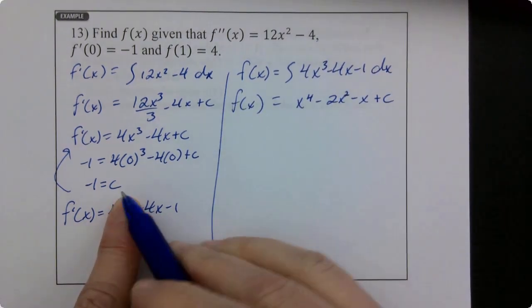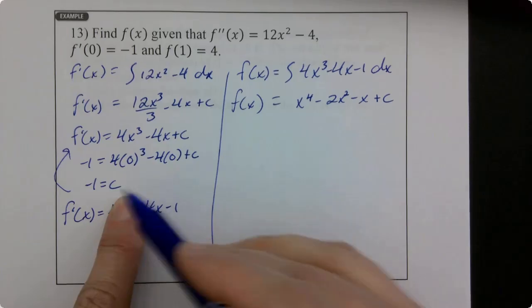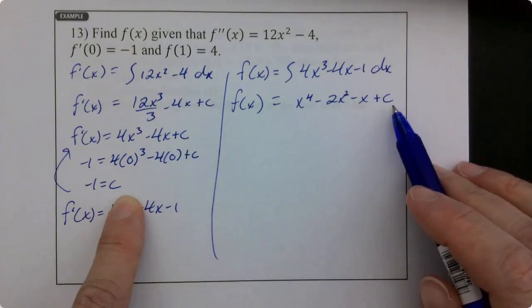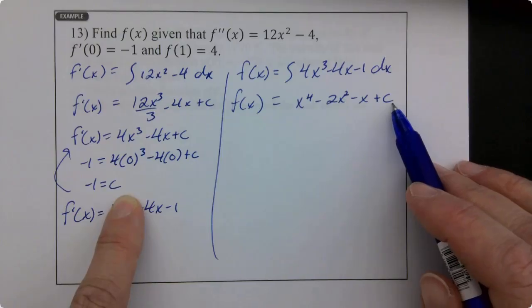Sometimes students get confused by, down here we said that c equals negative 1, and over here I have another c. This c is not necessarily equal to negative 1. It could be, it would be a coincidence. But these are two different c's.